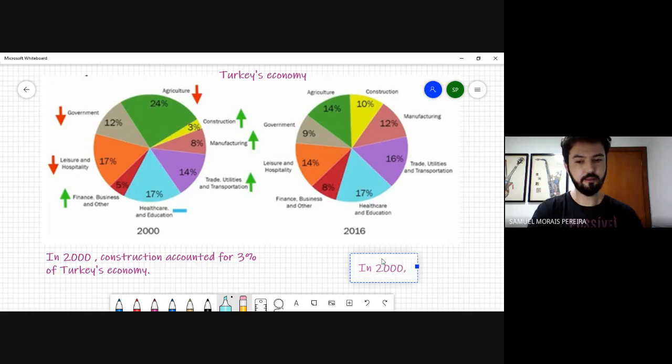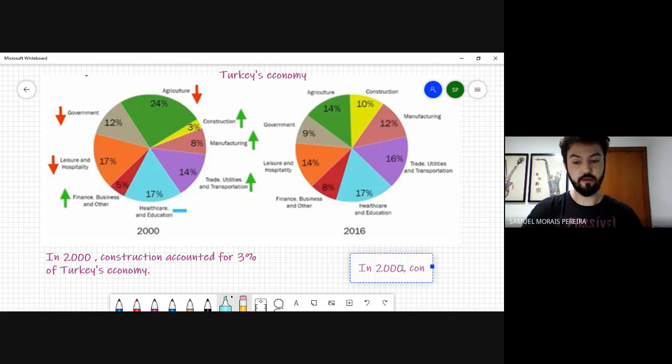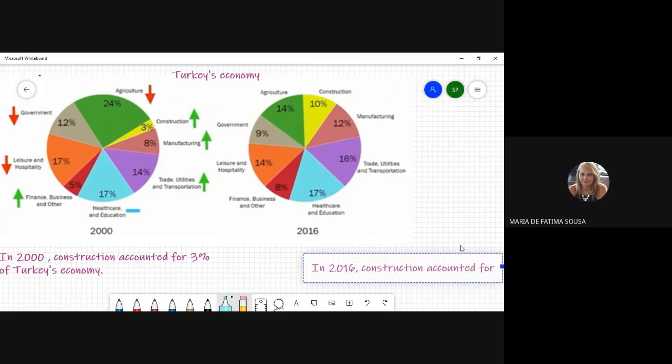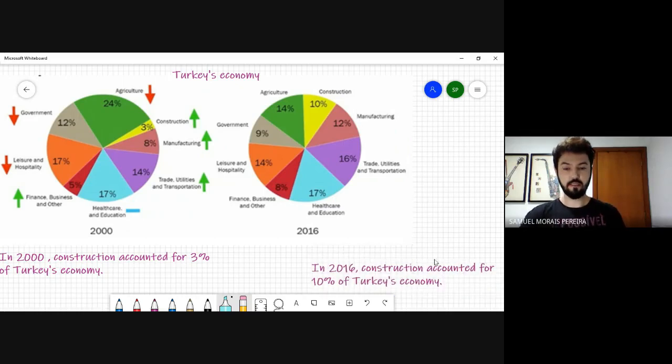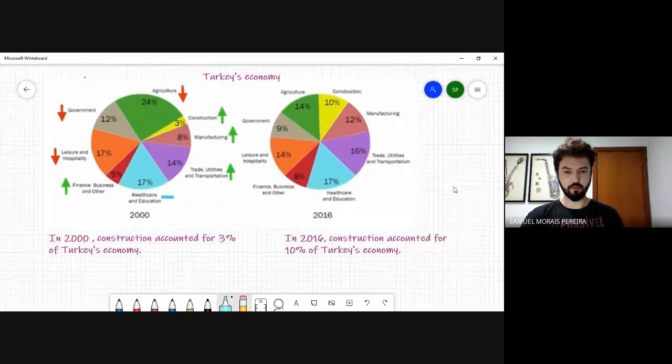In 2016. Yes, 2016, sorry. The construction. Construction accounted for 10% of Turkey's economy. Yes, a gente fala assim, ó, economy. Sorry, economy. Tá vendo, pessoal? Bem fácil, ó. In 2016, construction accounted for 10% of Turkey's economy.